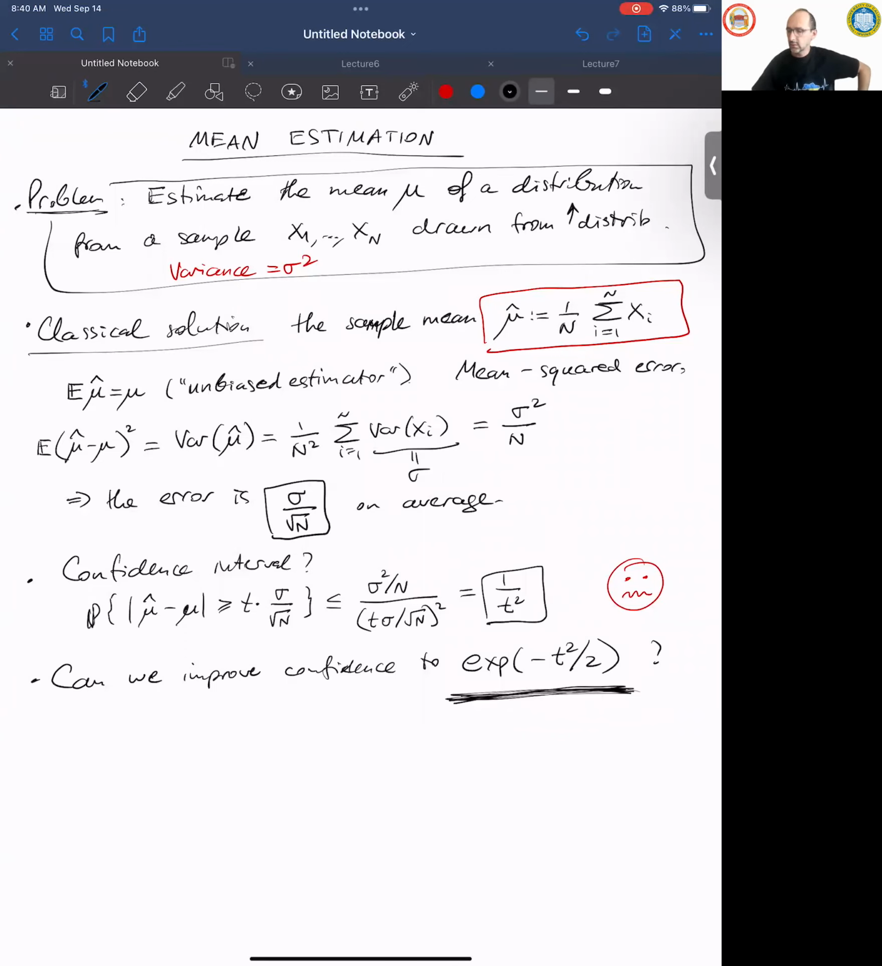What's your instinct about this? Say it again. Sorry, I didn't catch that. Should we be? Do you think it's possible to improve this generally, just knowing the mean and the variance? Is it possible to get a Gaussian tail like this?